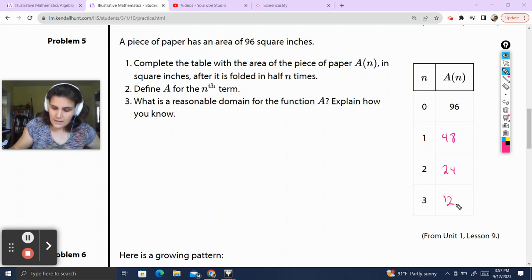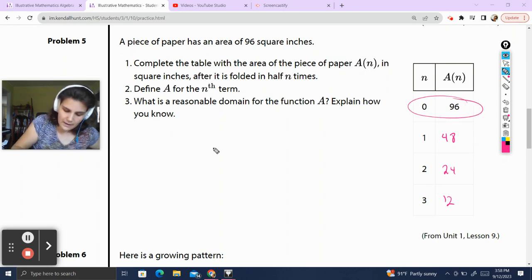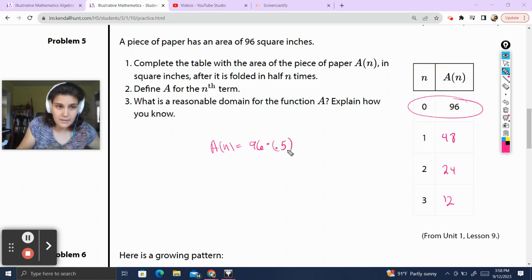Define a for the nth term. So our initial value is 96. So we always start with 96. And then we're going to multiply by half, or 0.5. I always put my decimals in parentheses, for as many terms. So the first term we've multiplied by 0.5 once, and the second term we multiplied by it twice, which means we can stick the n up there, and it doesn't have to be an n minus 1. So we've defined a for the nth term.